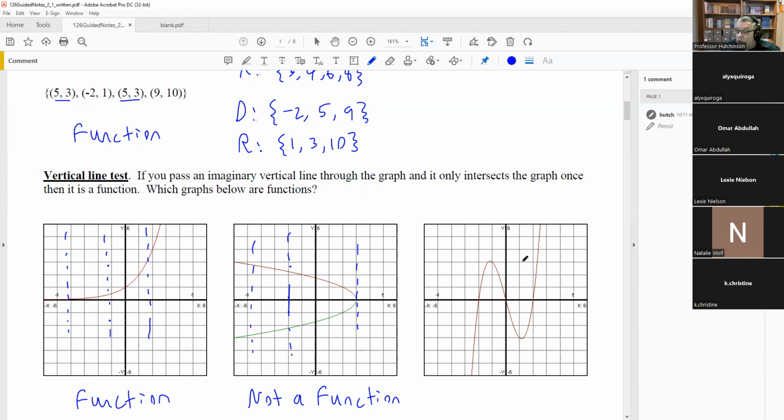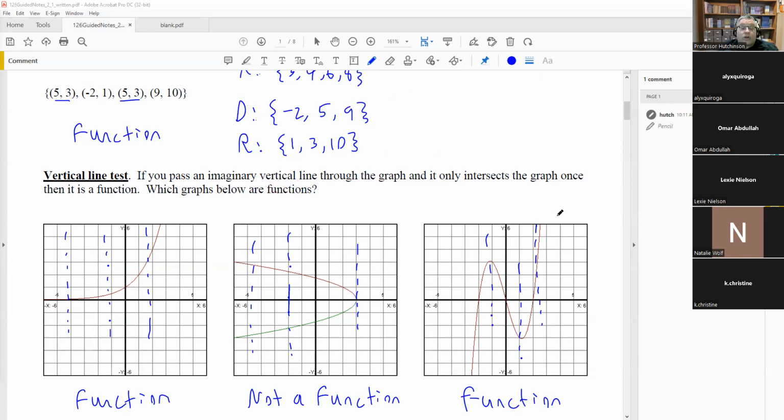Now let's look at this last one. Okay, so if I go down here, it only hits the graph once. It's only once there, only once here. So no matter where I draw a vertical line for this last example, I'm only hitting the graph in one place. So this is going to be a function. Okay, so it's a function because everywhere I draw that vertical line, I'm only hitting the graph in one location.